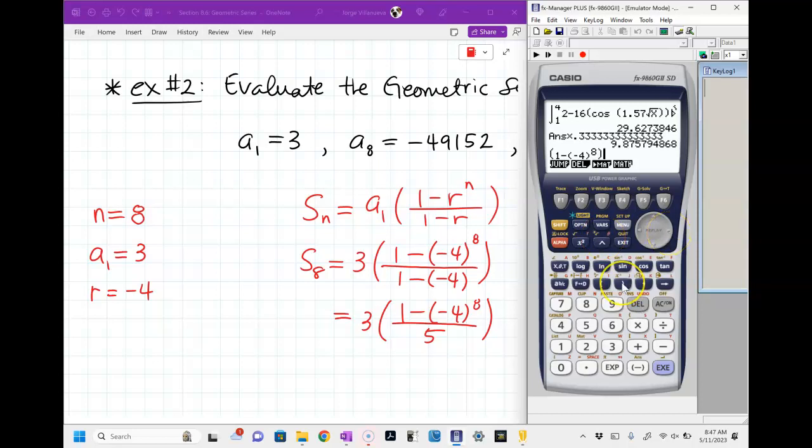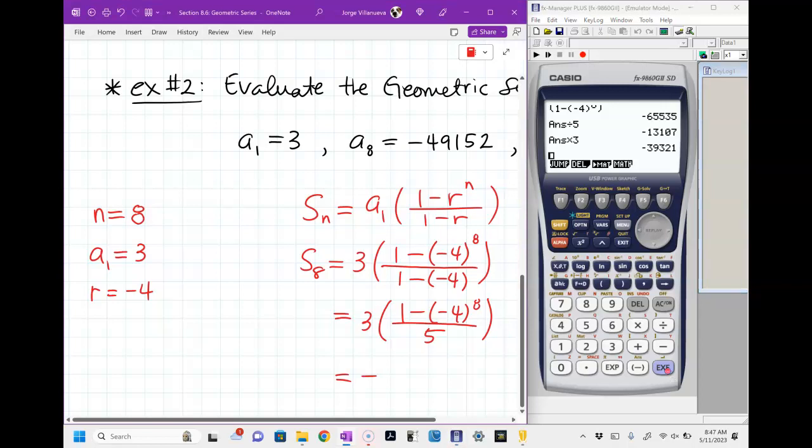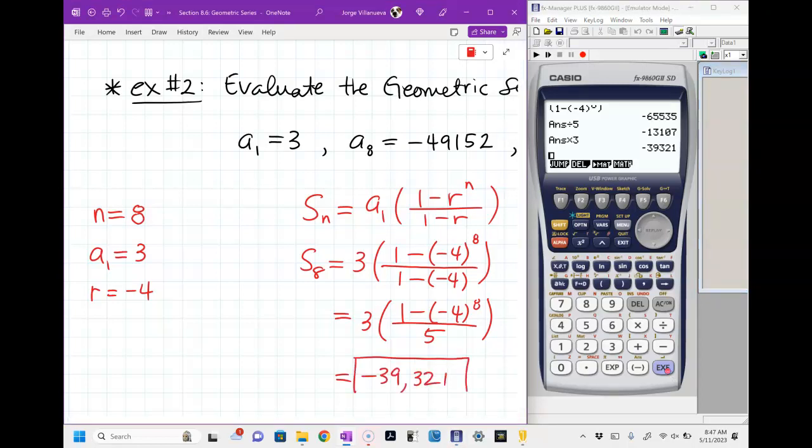All right. So there's that. Let me hit enter. That's the top part. Then I'm going to divide it by 5. And now I'm going to multiply it by 3, the number in the very front. So times 3. And there's my answer, negative 39,321. That's what it adds up to.